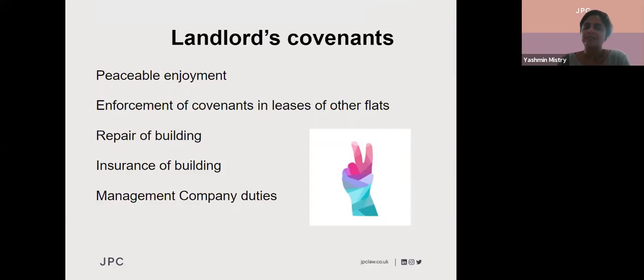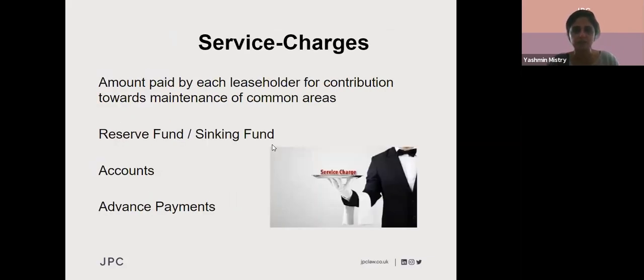Peaceful enjoyment doesn't relate to the leaseholder being able to live in the flat in absolute silence. This relates to the use, or the landlord not stopping the leaseholder from using the property. So the landlord can't put up scaffolding, say, in front of the doors. They can't cut off people's fobs for car parks and entrances to buildings, etc. So that relates to the leaseholder's use of the property, rather than quiet and noise and that kind of thing. Service charges, we've touched on this slightly.